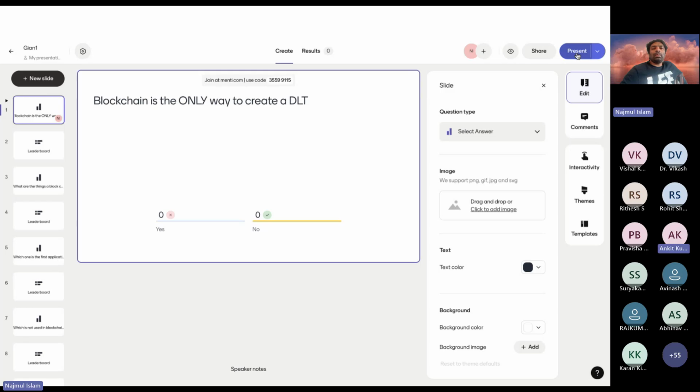Maybe, can you mute yourself? Somebody is talking. The organizer, can you mute, or who is talking? Can you mute yourself? Vivia, are you there? Maybe you can mute. You can mute him.